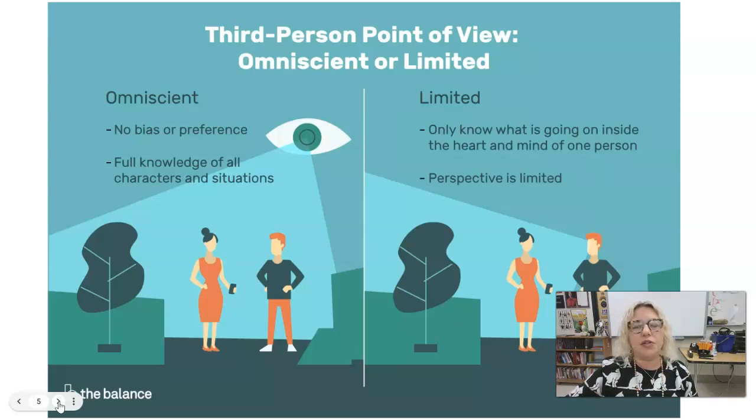First of all, some third persons are omniscient, meaning they are all knowing. They can get inside of any character's head at any time, past, present, future. And then there's the limited third person point of view. This is not all knowing. It is limited really to just probably a couple of characters, sometimes just one character. And that's the kind of third person narrator that we have in The Things They Carried. It is a limited third person.